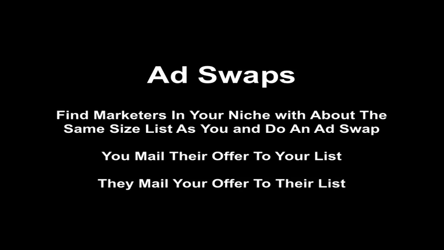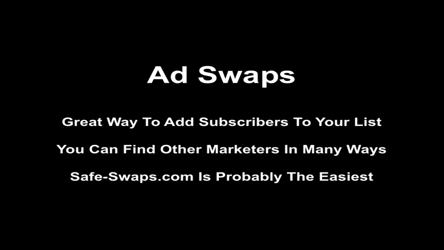Next form of free advertising is going to be ad swaps. And with ad swaps, you're going to need to have some subscribers on your list before you do ad swaps. What you do is you find marketers in your niche with about the same size list as you, and you do an ad swap. What basically happens is you mail their offer to your list, and they mail your offer to their list. Generally, with ad swaps, you're going to be mailing right to a squeeze page, a giveaway, a free offer. Ad swaps are a great way to add subscribers to your list.